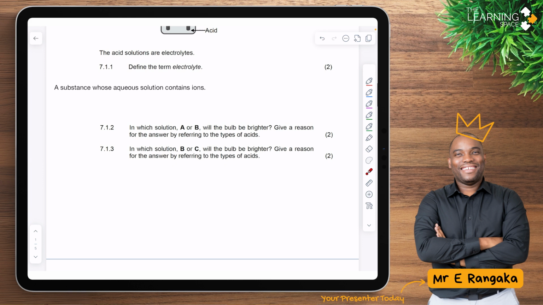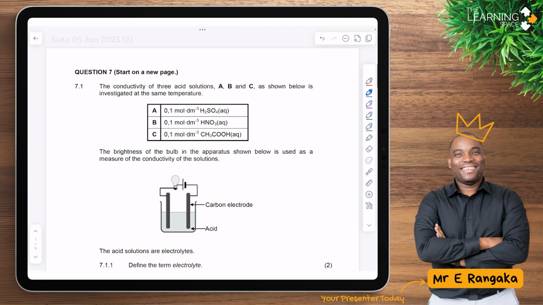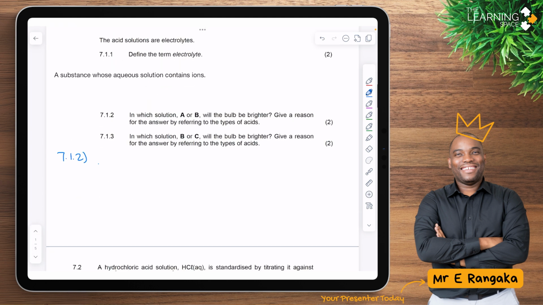So in that case, for 7.1.2, the answer will be as follows. Which one will make the bulb be brighter? That's going to be definitely A, right? The sulfuric acid. Give a reason for your answer by referring to the types of acid. And you can simply say there that H2SO4 is a diprotic acid. Perfect, easy, nothing too hectic.